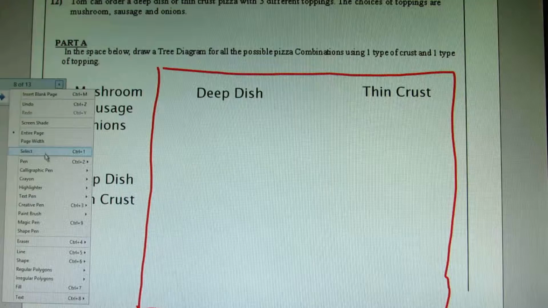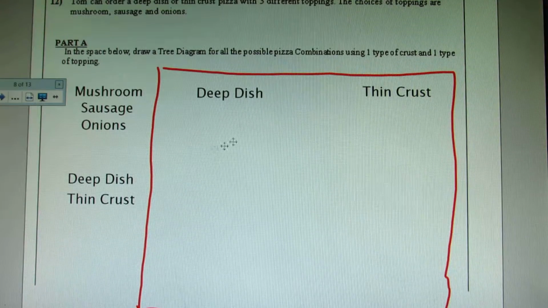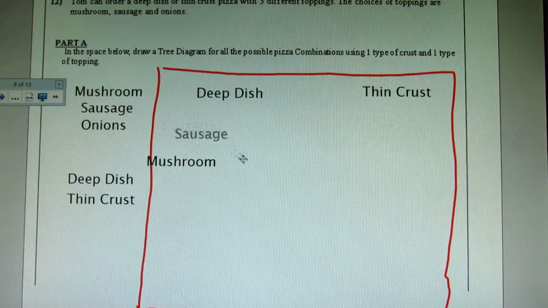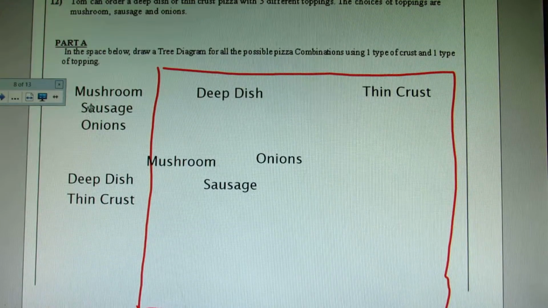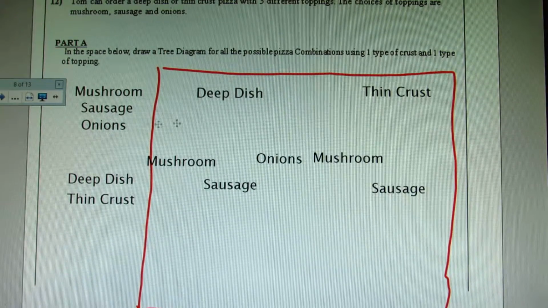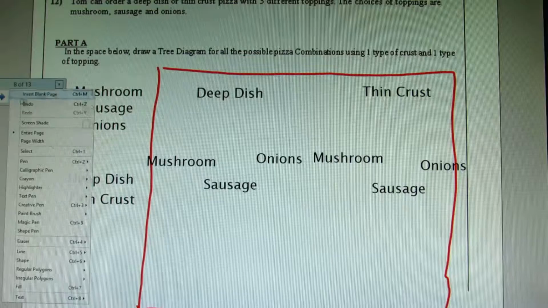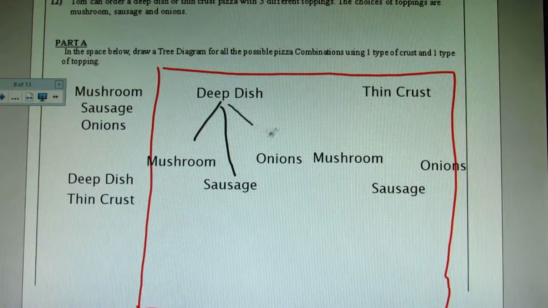Okay. So I have 2 choices. I'm going to choose crust first. Then, after I choose a deep dish crust, I'm going to have to pick a topping. And I have 3 choices. I have mushroom, I have sausage, and I have onions. And again, same thing for the other one. I have mushroom, I have sausage, and I have onions. And I'm going to just draw the lines to connect to show the combinations.